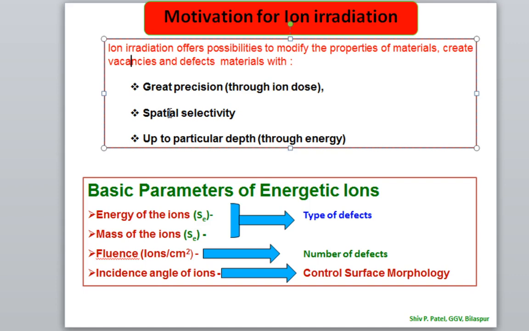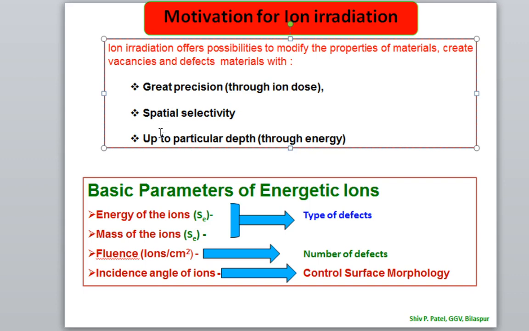One can modify different properties of a material. Let us say we have a 1 by 1 centimeter sample, and you can modify the property in that sample several times. Means different regions can be created, and different regions of the sample will have different properties. That can be done only by ion beam implantation and ion beam irradiation.